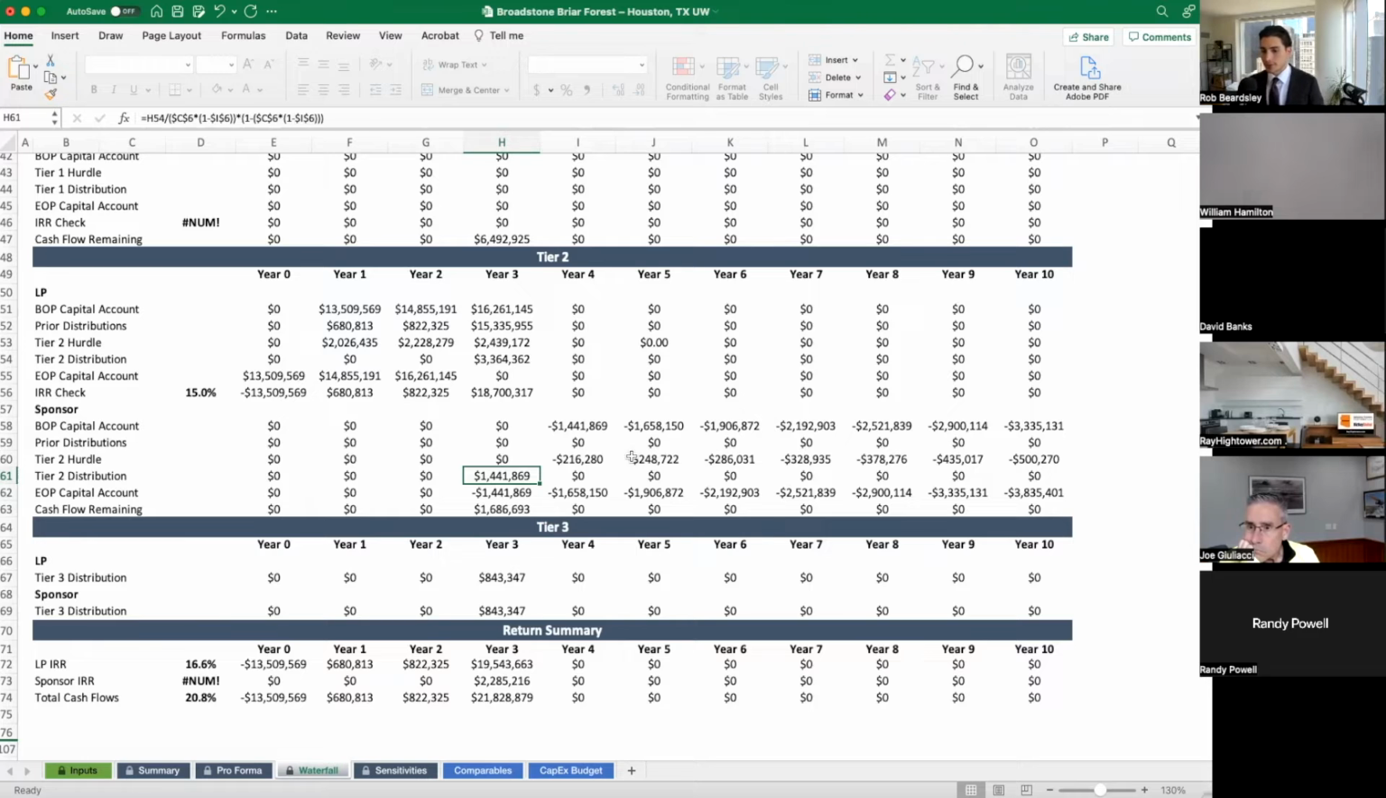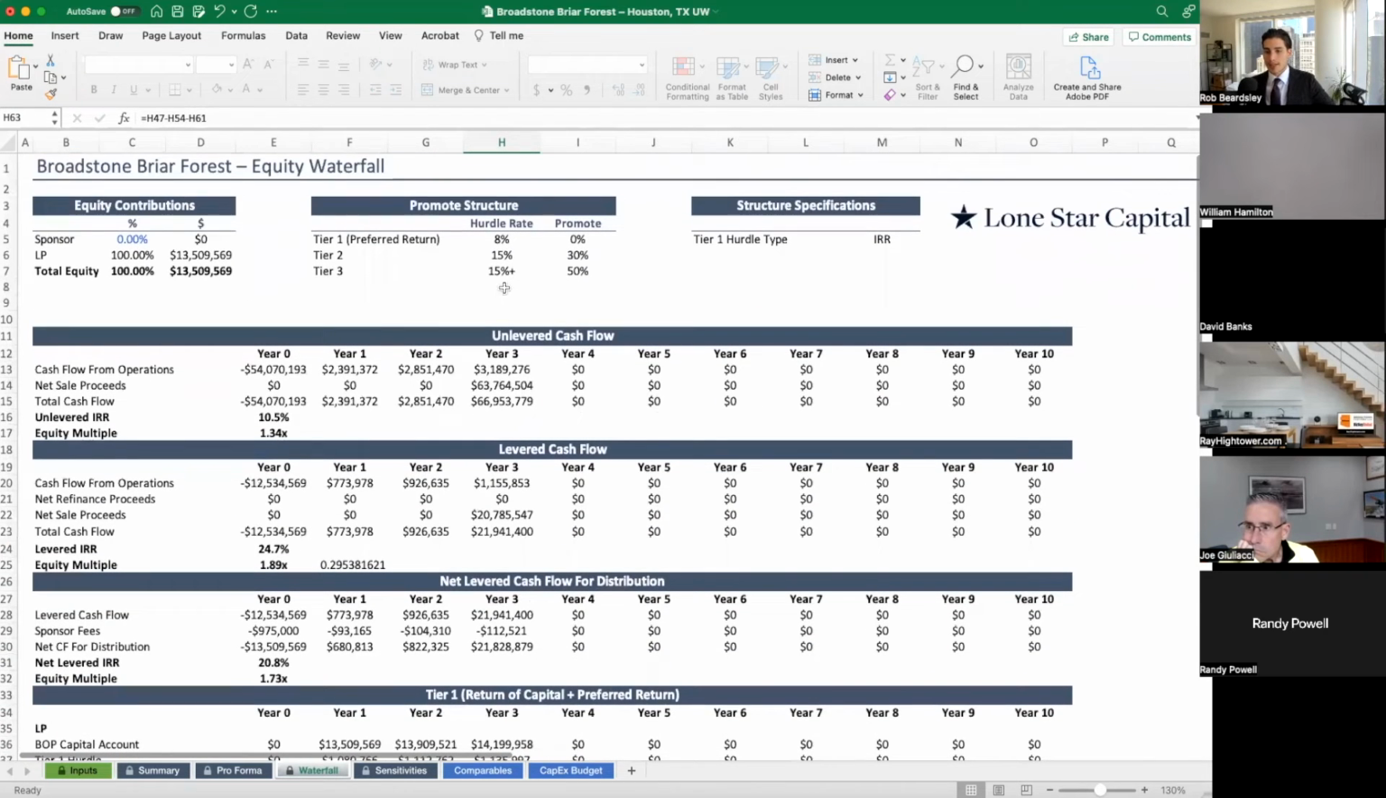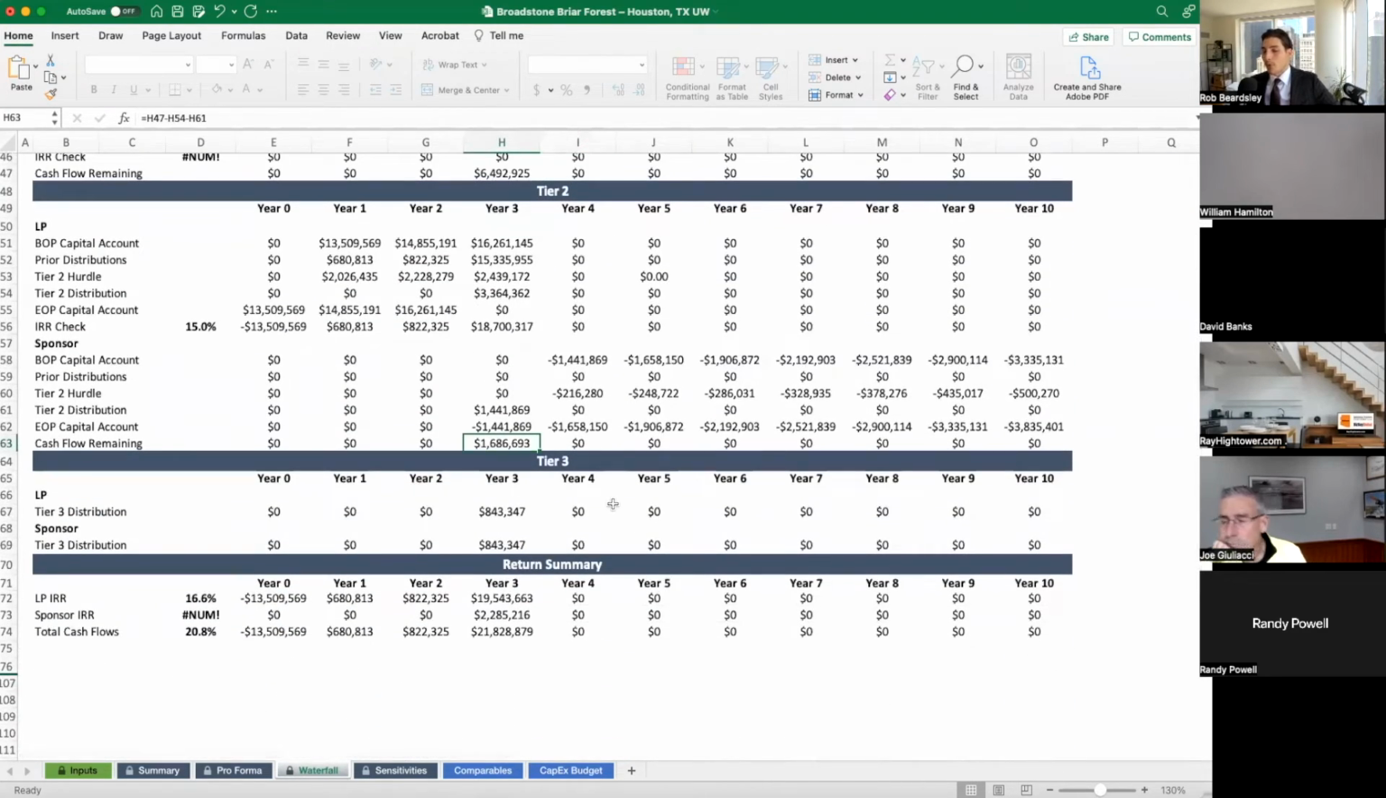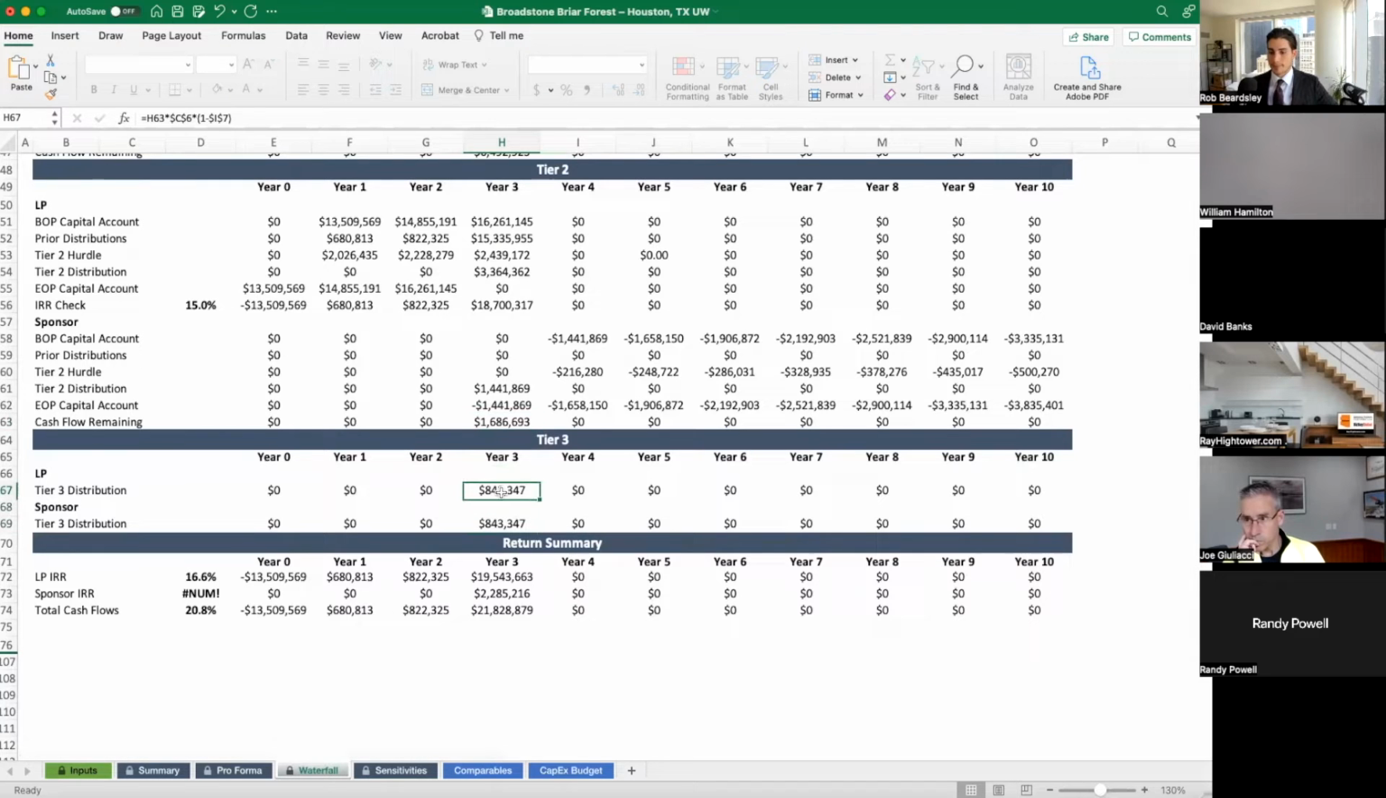After tier 2, there's still 1.7 million remaining in cash flow available to distribute, and that gets carried over to tier 3. Now, tier 3 is super simple in this case, right? It's just anything over that 15 is split 50-50. So you can see if we have 1.6 and change to distribute in tier 3, it's just 50-50. And you can see that 843, right? It's a 50-50 split of whatever is remaining above and beyond that 15% IRR.